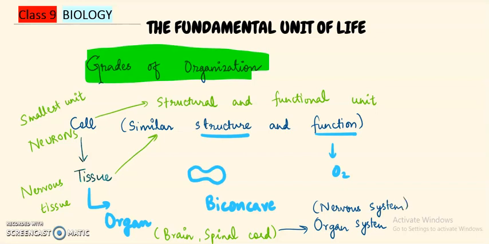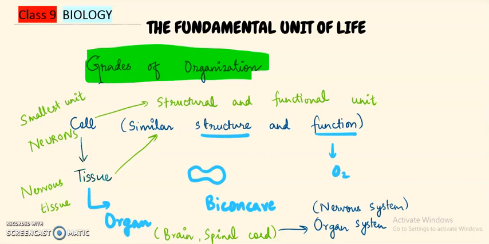I hope it is making sense to you. The smallest unit of life is a cell, which is giving structure and which is performing a different set of function. Each cell which is different in structure has to perform a different function. For example, the neuron is performing a different function. RBC, which is a part of connective tissue, is performing a different function. Muscle cells in the body are performing a different function. So the cells which are similar in structure and function, only they group together to form a tissue.